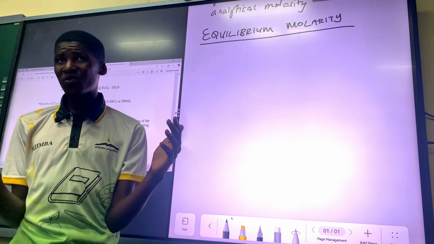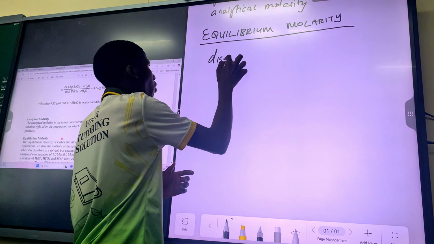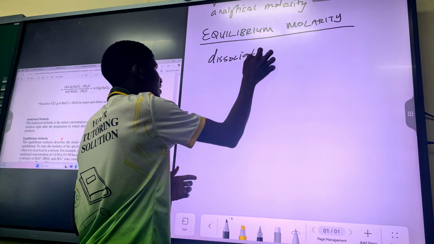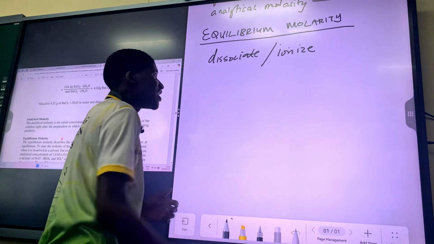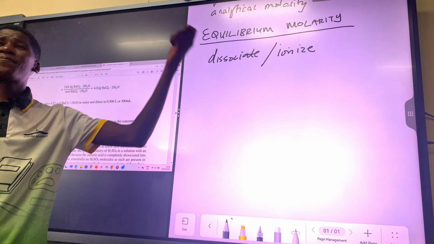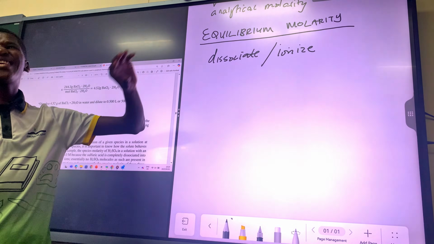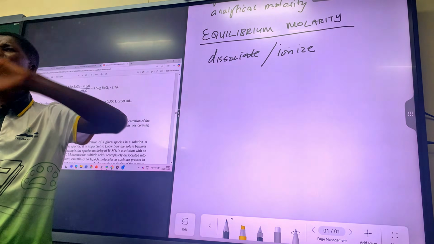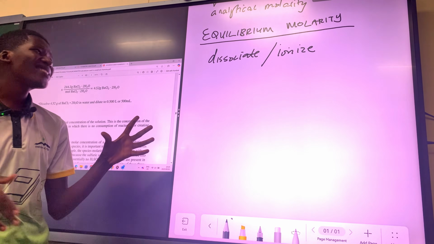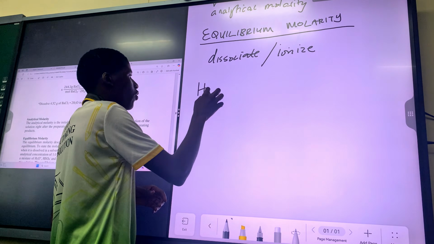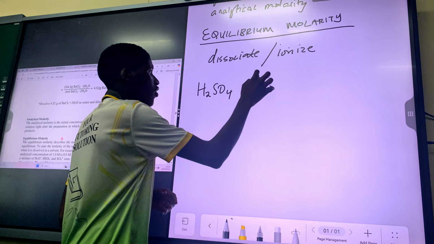Others do not dissociate completely. So they can use the word dissociate, or they can say ionize. If you put a substance into a solvent, it is possible that it ionizes completely, separating into its elements. Just like taking H2SO4 and putting it in what? In water.